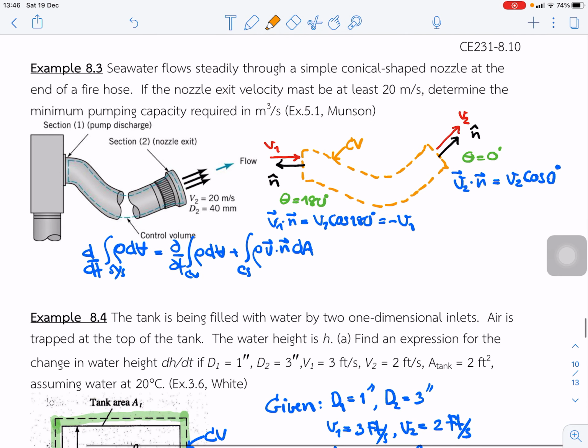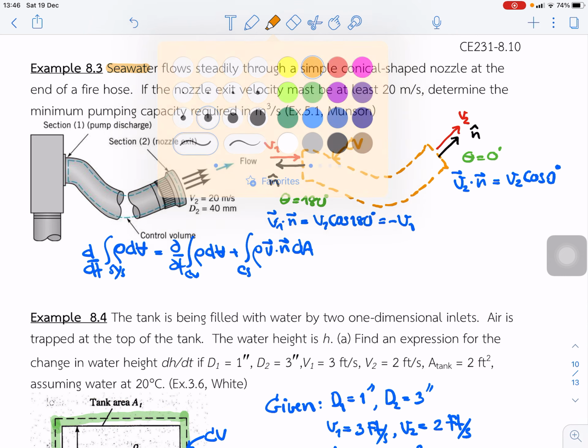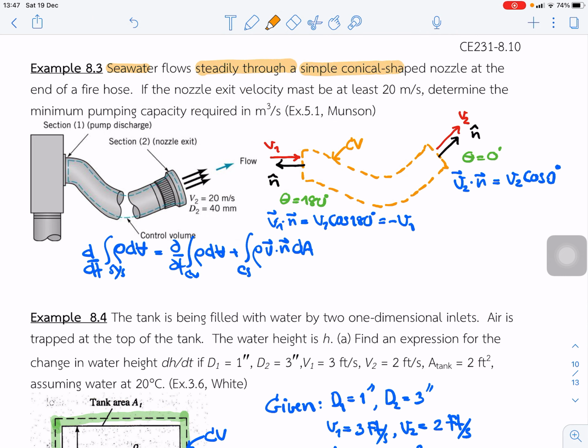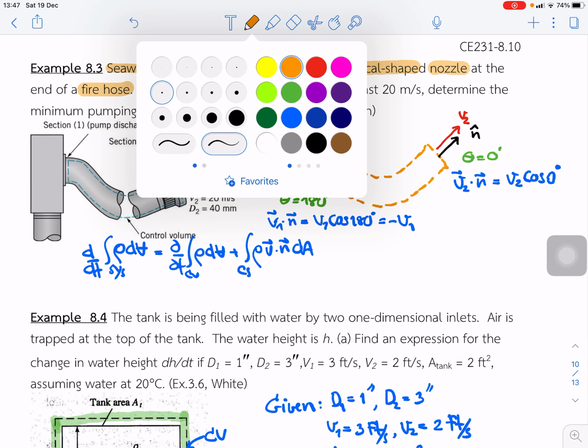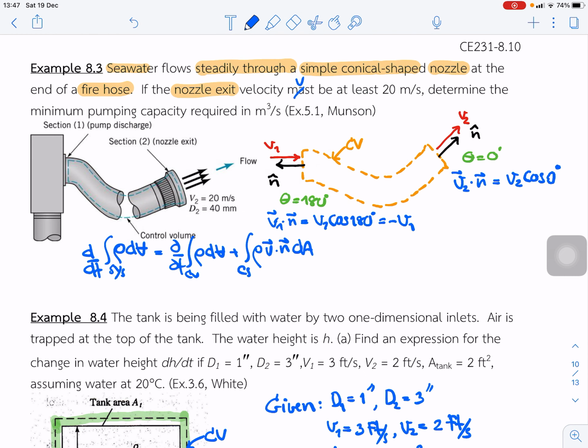The next example: seawater flows steadily through a simple conical-shaped nozzle at the end of a fire hose. If the nozzle exit velocity must be at least 20 meters per second, determine the minimum pumping capacity required in cubic meters per second.